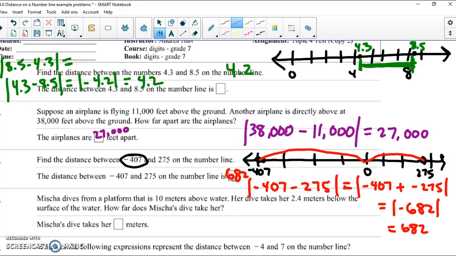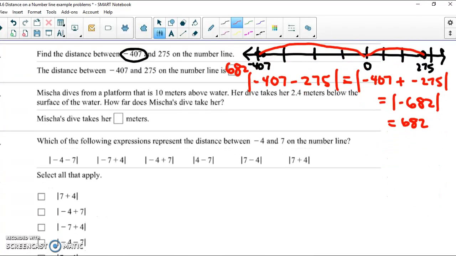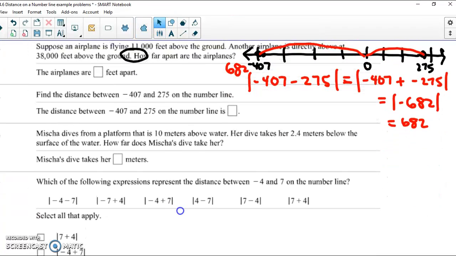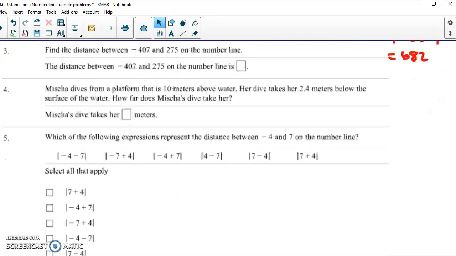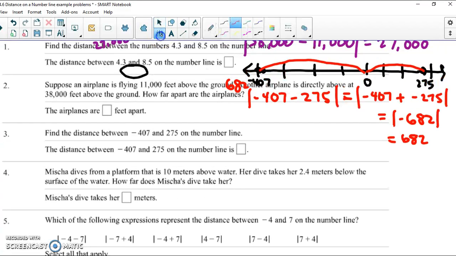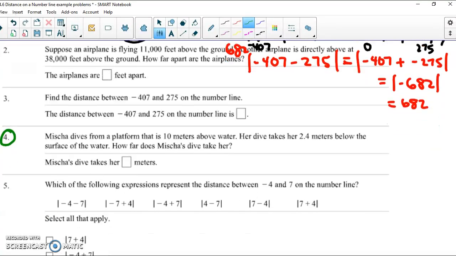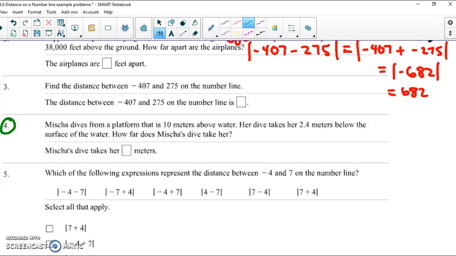All right, hopefully we're starting to get a feel for this, but let's try another one. I'm going to move this down so we've got some more room to work here. All right, let's work in green for number 4. So Mishka dives from a platform that is 10 meters above the water. Her dive takes her 2 4/10 meters below the surface of the water. How far does she dive?